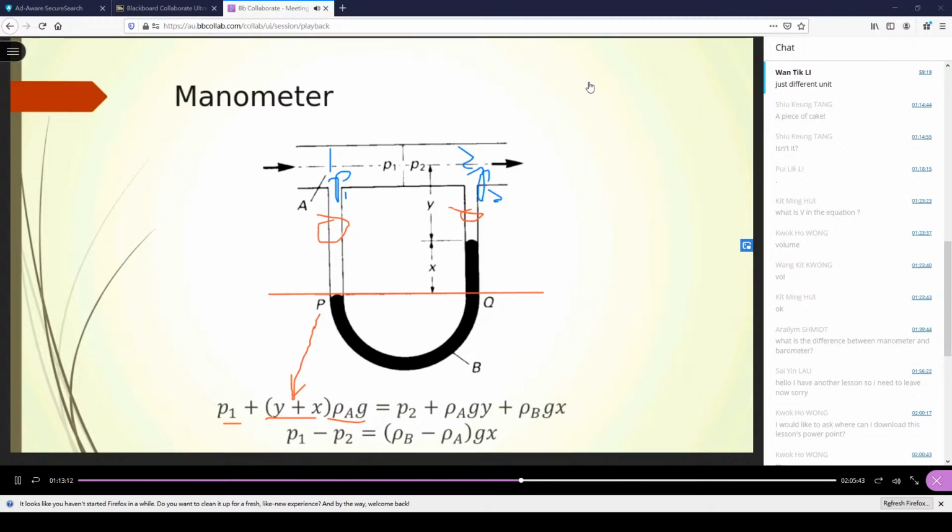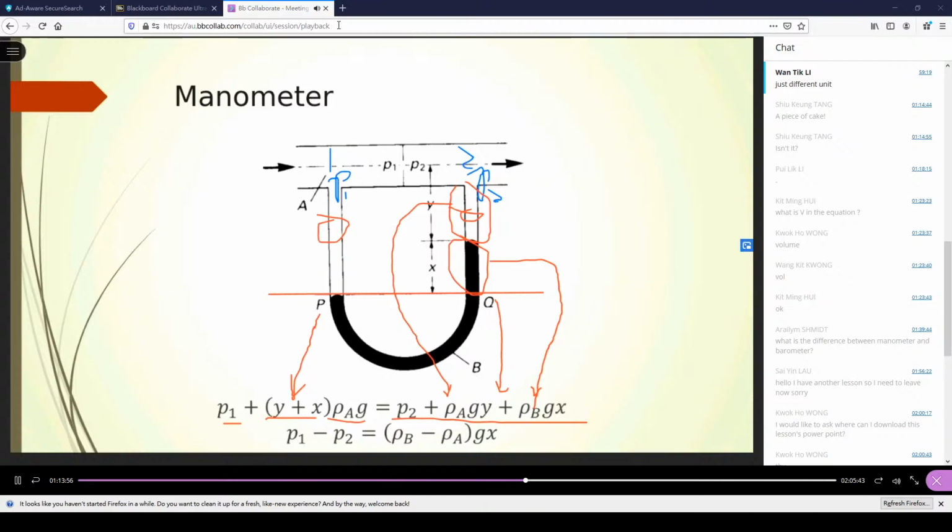And if we consider the pressure at Q, well, the pressure at Q is like that. First, you have the pressure P2. Then we have a fluid A column, and a fluid B column. This column gives you rho GX. This time the H is y. And then the fluid B column gives you rho B GX, where X is the height of the fluid B column above Q. These two pressures have to be equal because the fluid B in the U tube is at rest.